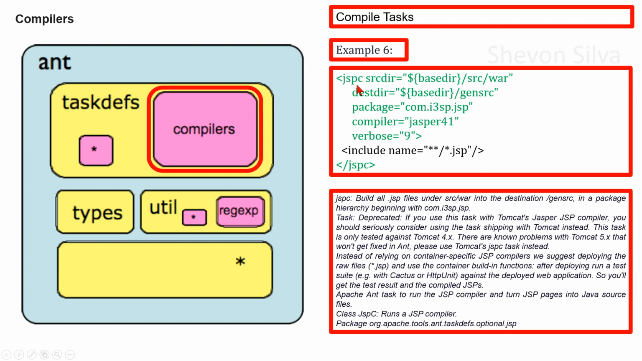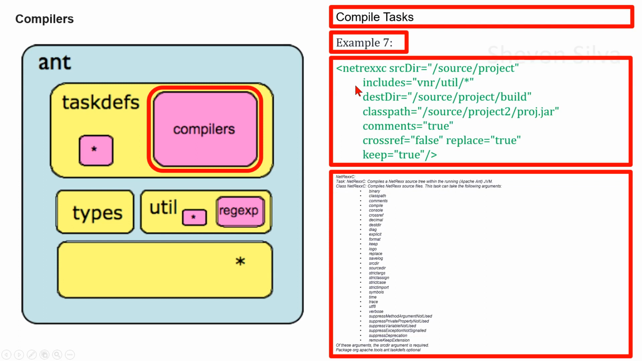It is basically an Apache Ant task to run a JSP compiler and turn JSP pages into Java source files. With regard to the API, class JSPC runs a JSP compiler. This is in the package org.apache.tools.ant.taskdefs.optional.jsp.